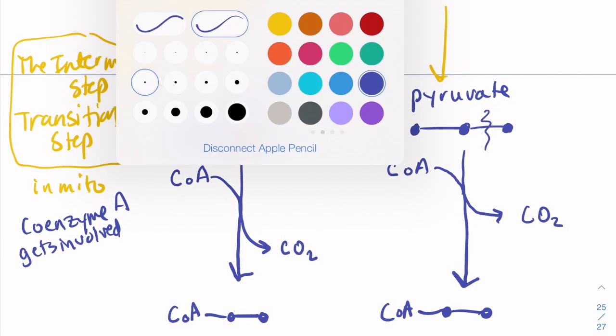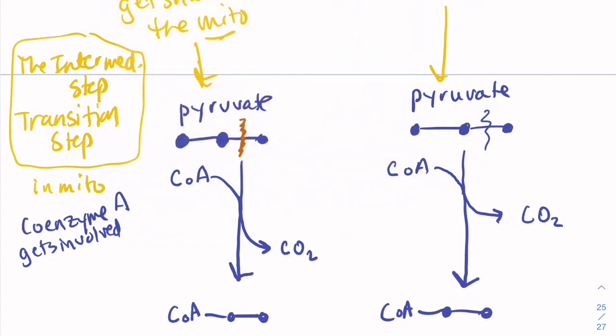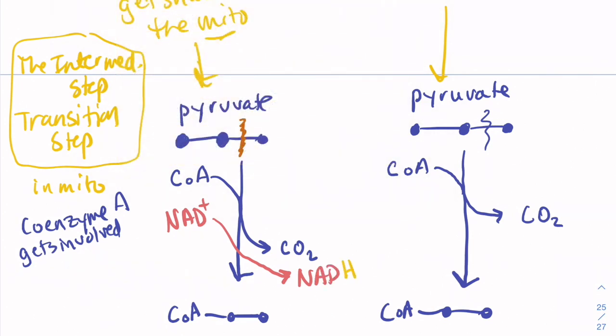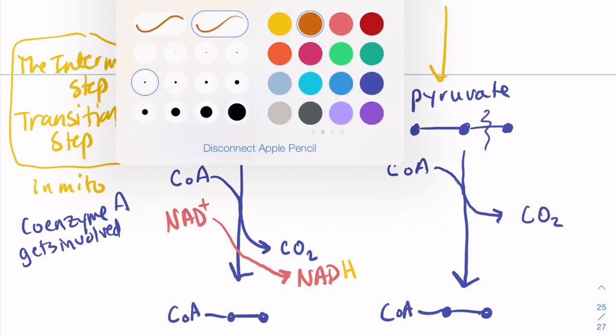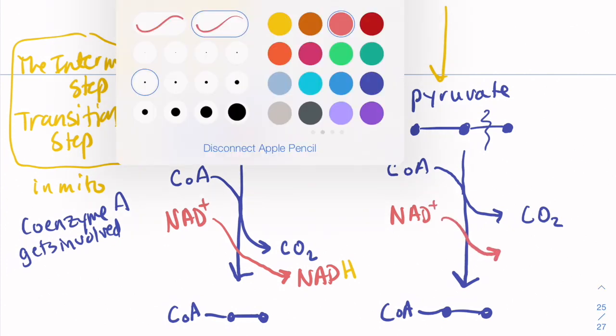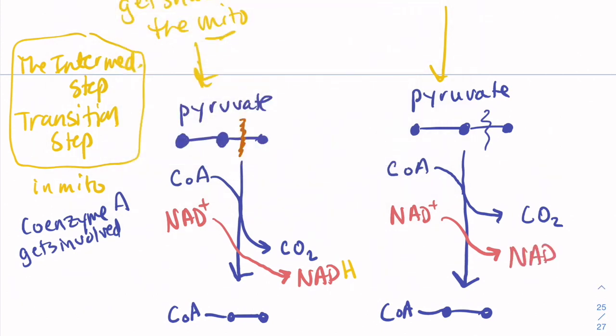But one more thing happens at the same time, because this isn't crazy enough. Let's go with a salmon color. NAD plus pulls out a hydrogen and becomes NADH, you guessed it. So NAD plus rips out one of the hydrogens and becomes NADH, wait for it.